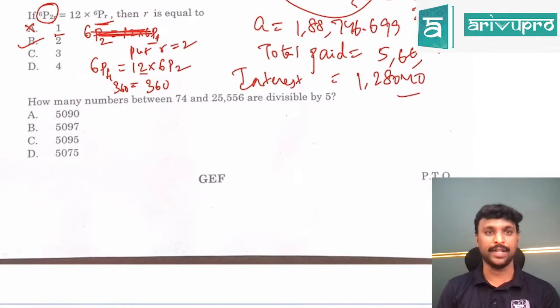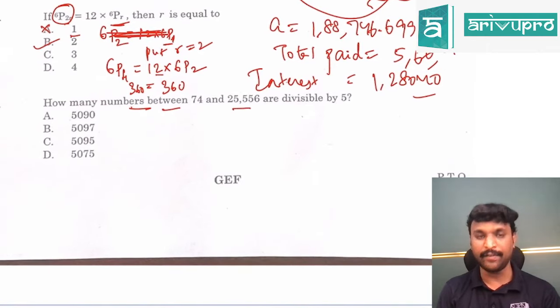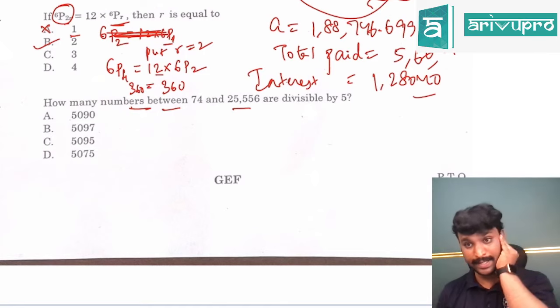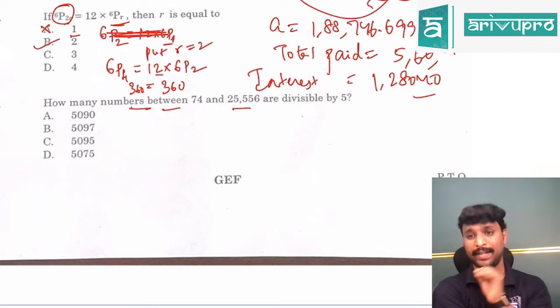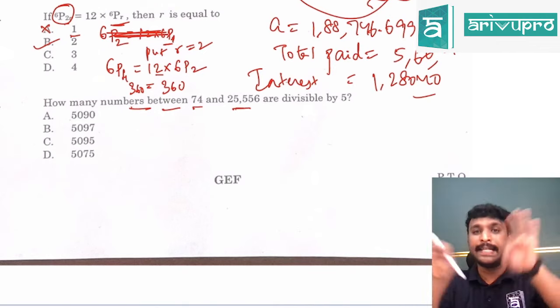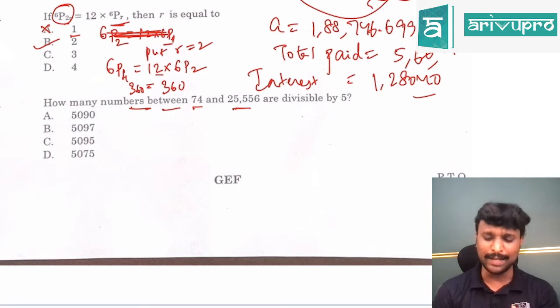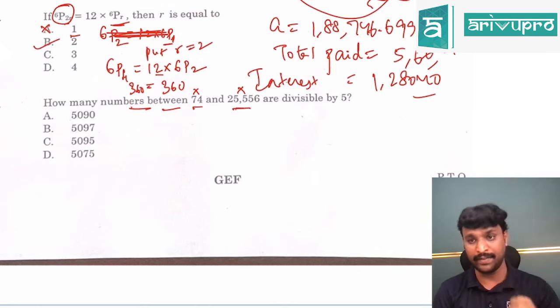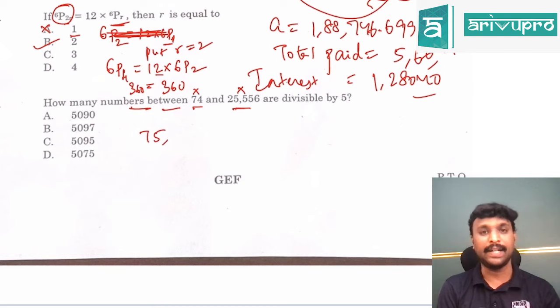Guys, next question. How many numbers between 74 and 25556 are divisible by 5? Guys, this is a sequence and series concept. So we need to find the number of numbers between these two numbers which are exactly divisible by 5. Since it is between, you can't consider these two numbers even if they satisfy the condition. Tell me after 74, what is the first number which is exactly divisible by 5? So it is 75, correct?